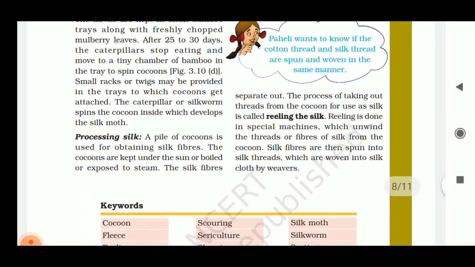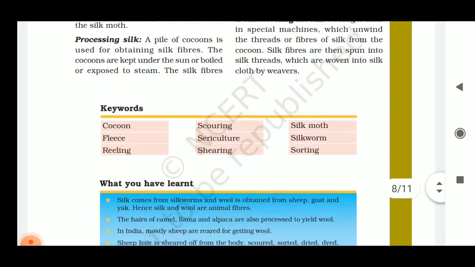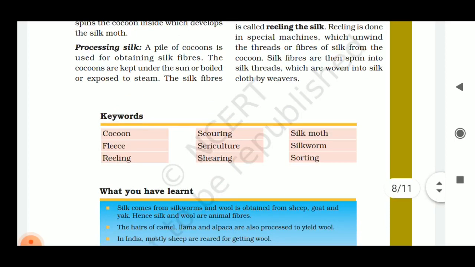Then the silk fibers are spun into silk thread, and when the thread is manufactured, it is woven into silk cloth by weavers, and then the cloth is sold in shops.